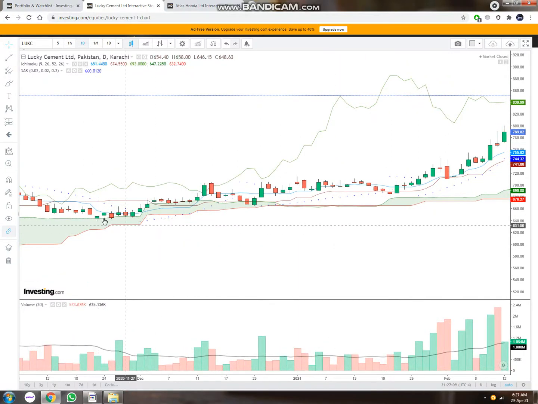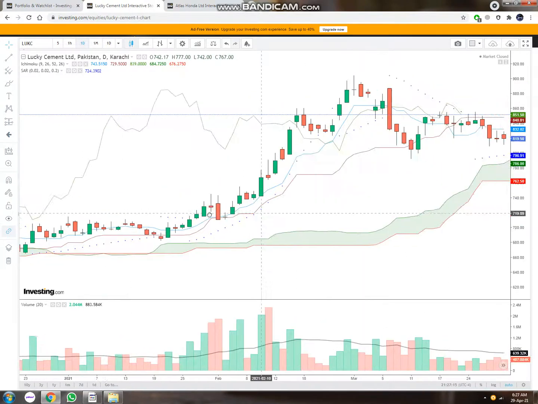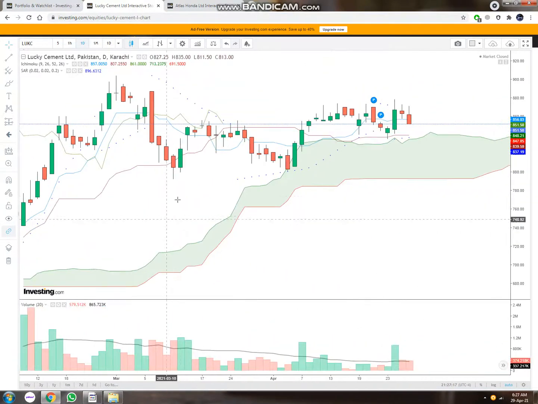Although it tried to enter this area, it didn't enter. It traded above the cloud and then moved upward. So you can see, do not sell your stock when this type of move happens, because you can see it moved upward.